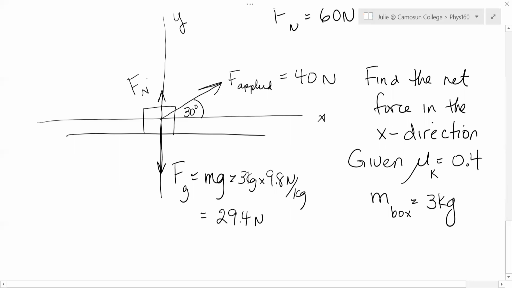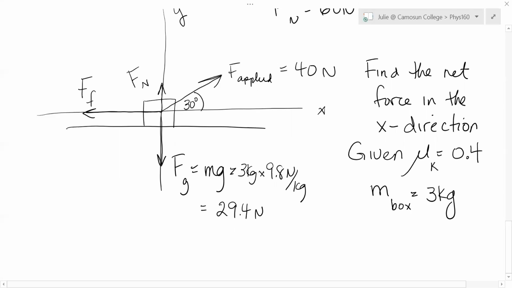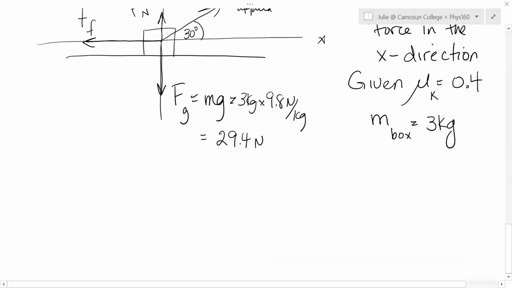And the reason that it's not equal to that is because this applied force has a component in the y direction that's going to help the surface keep the box from falling through. So the normal force does not have to be as big as 29.4. But if it's being dragged along, there'll be friction. We have to assume that they're applying a force big enough to actually drag it. If the force isn't big enough to overcome static friction, then it's not going to go anywhere.